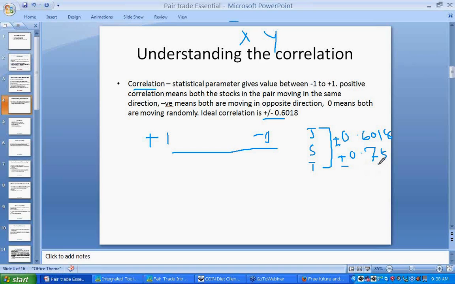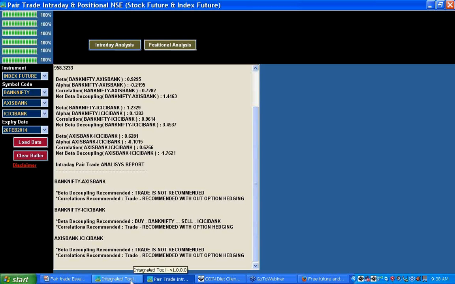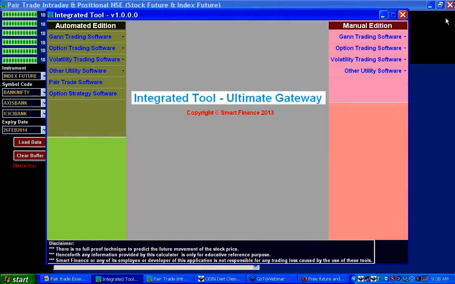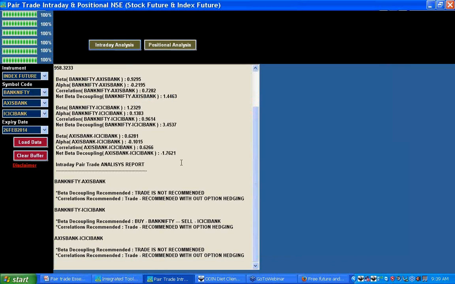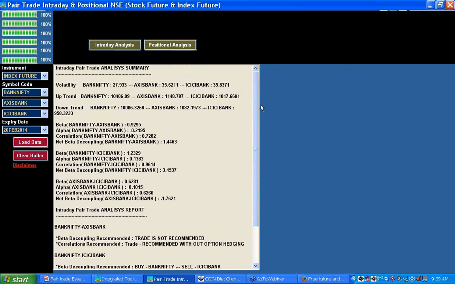If it is above 0.75 or if it is below 0.6018, then you may think of hedging this one with a specific option. So I have just told you about all these aspects of the pair trade. So let us do some pair trade. In our software, we have given a pair trade tool here, wherein you can just take 3 counters, do the analysis and get their results.